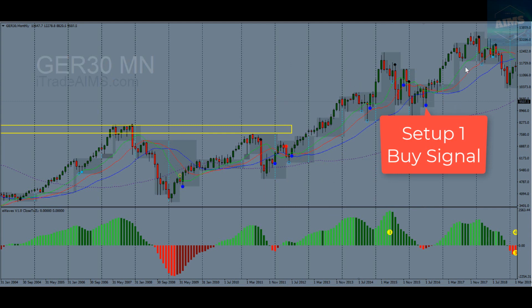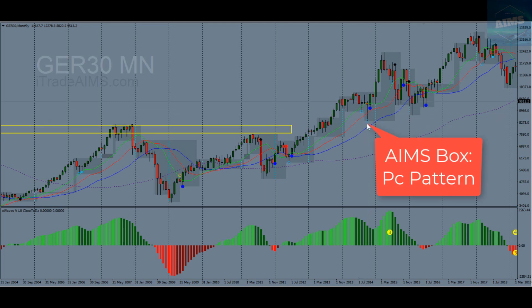So why wait 10 years if you can take advantage of this pattern in an hour? Anyway, so this is your wave 1, that's your 2, and then the wave 3 up continues. Now see this pattern here where the cherry signal is? This is what we call the PC pattern.